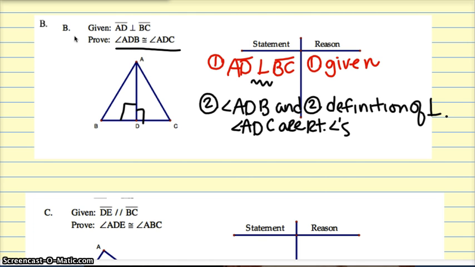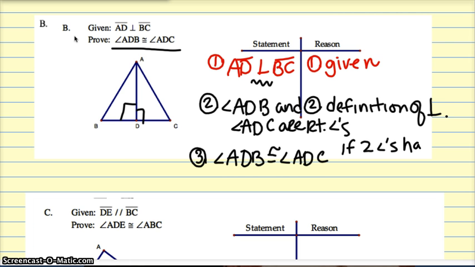This particular proof, and it's going to be the longest one and maybe the hardest, is asking you to prove that the two angles are congruent. Well, we know that two angles that both equal 90 degrees have to be equal to each other. So if two angles have the same measure, which they do because they're both right angles, then the angles are congruent.